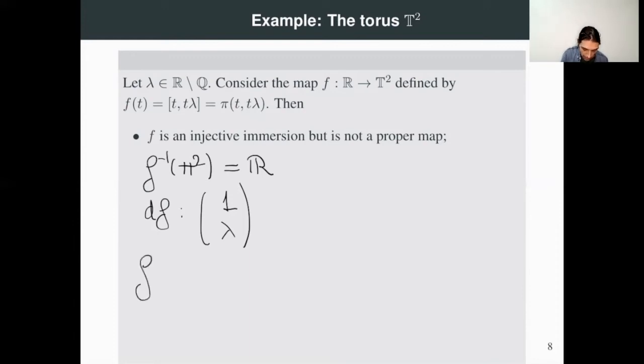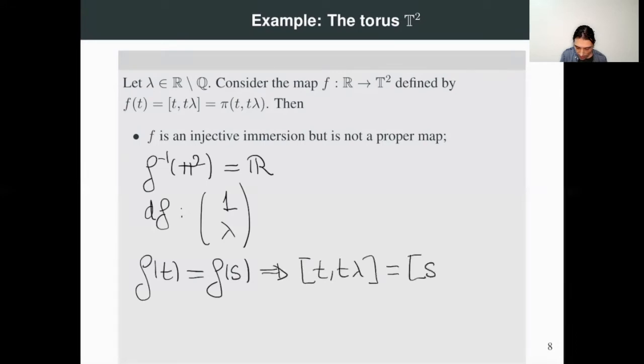Because if you have that two points, t and s, have the same image, that implies that the classes of (t, t times lambda) and (s, s times lambda) are the same. But this implies that t minus s is an integer number, and also that t times lambda minus s times lambda is also an integer number.